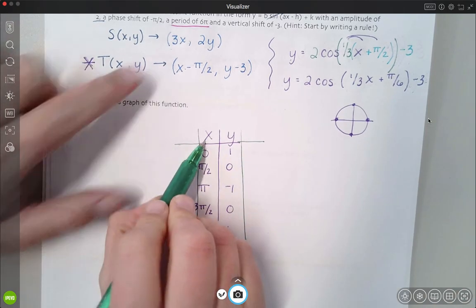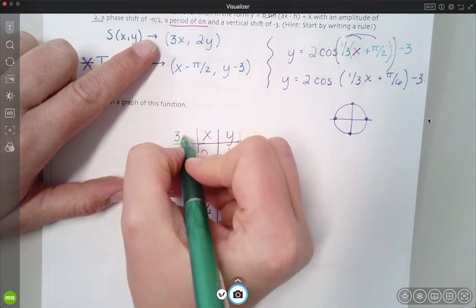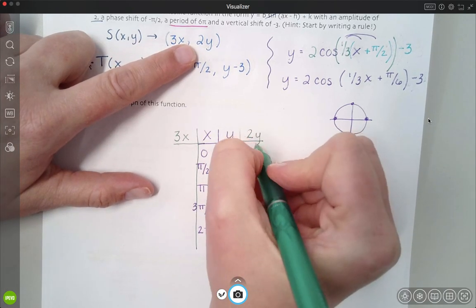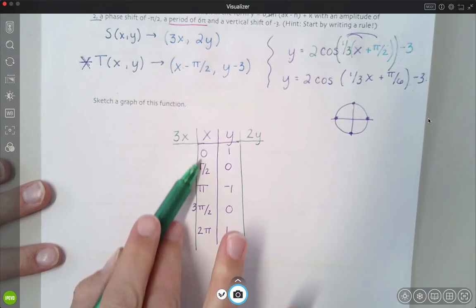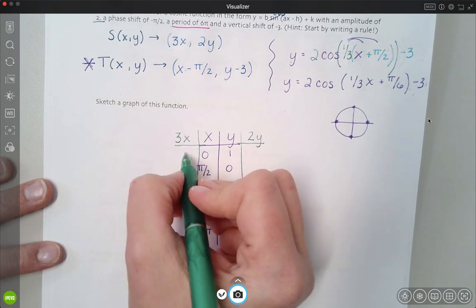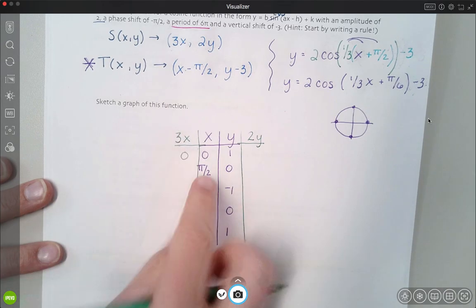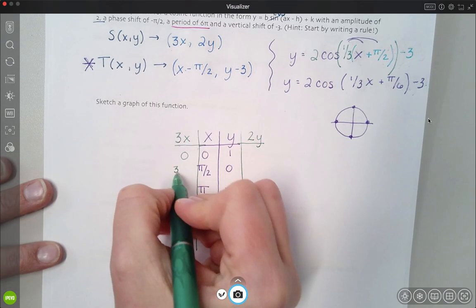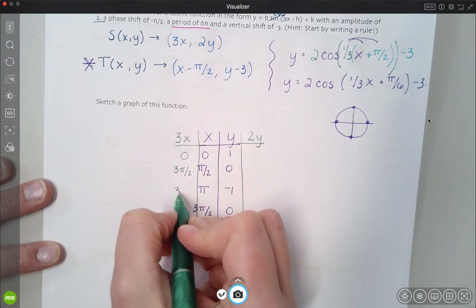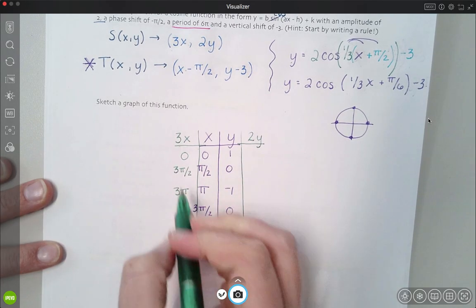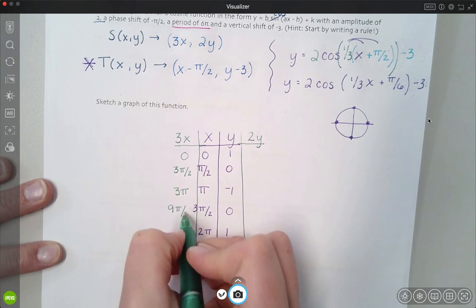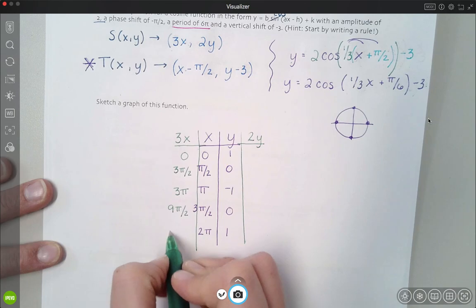For my x value, notice that my rule says I'm going to multiply by 3. For my y values, I'm going to multiply by 2. Okay, so I'm taking all of these values from the table here and applying that rule to them. So 3 times 0 is still 0. 3 times pi over 2 is going to take me to 3 pi over 2. 3 times pi is 3 pi. Okay, 3 times 3 pi over 2 would take me to 9 pi over 2. And then 3 times 2 pi takes me to 6 pi.